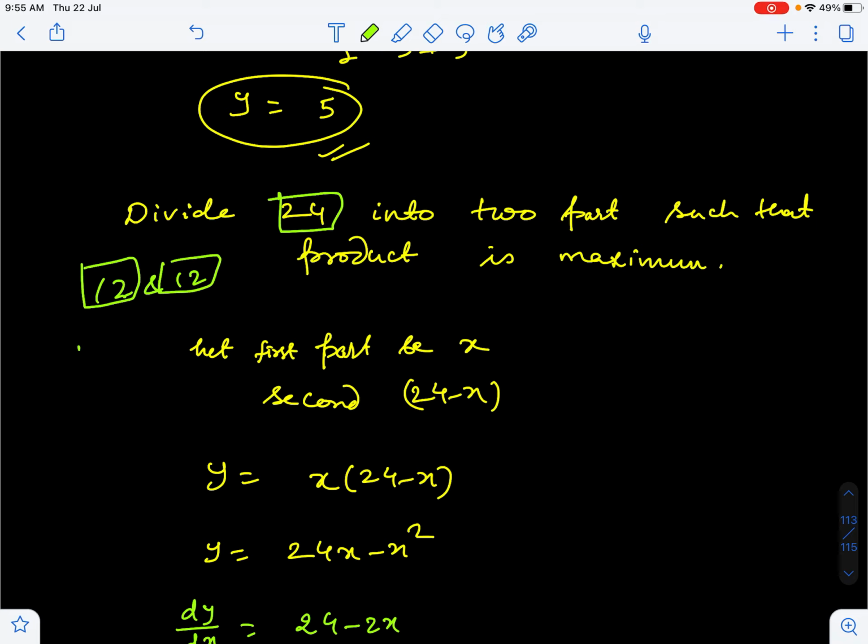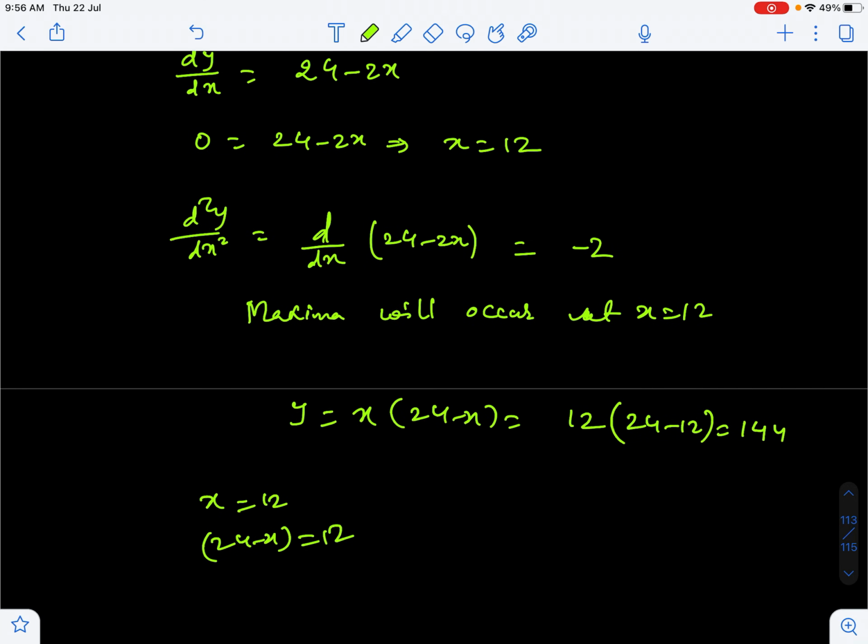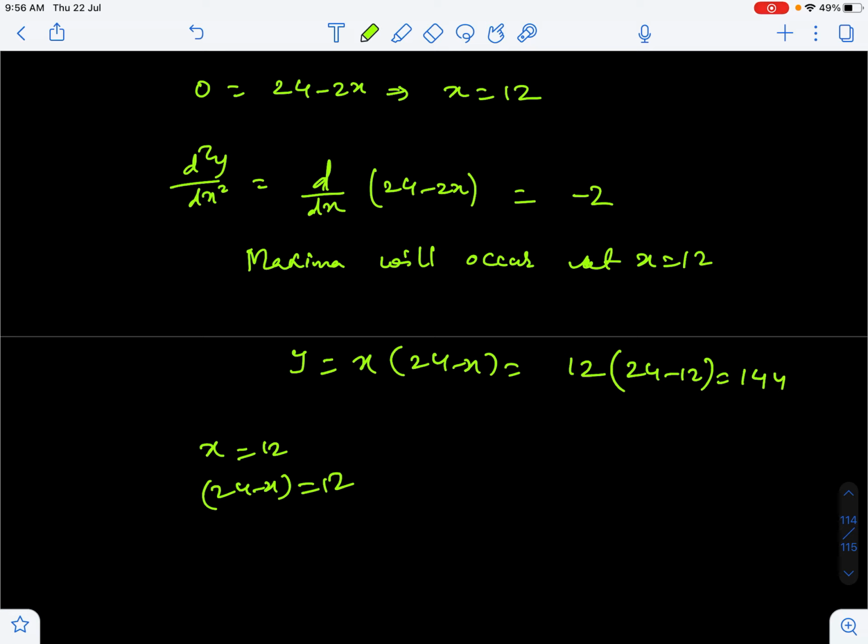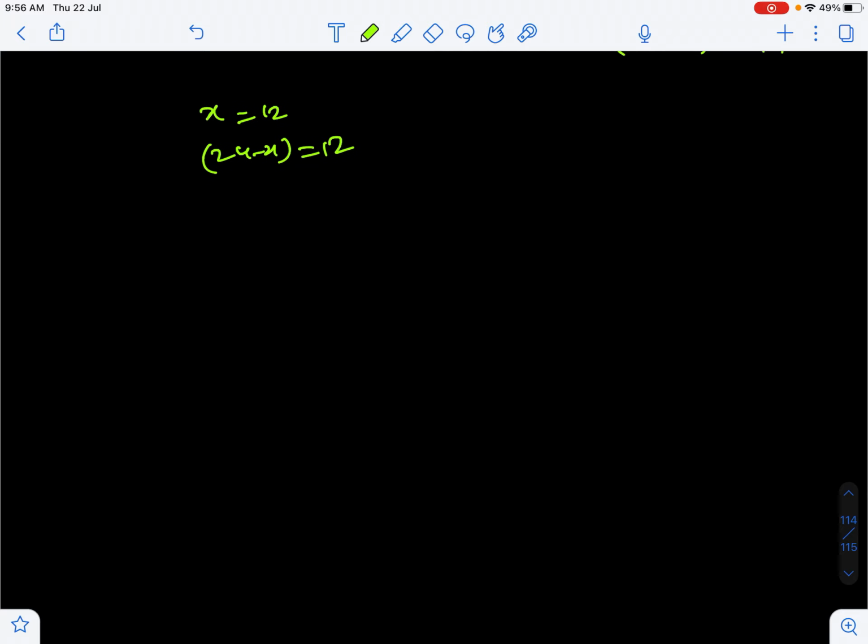Some students say, sir, what about 11 and 13? Guys, its product will not be like that. Its product will be 143 only. Its product is 144. Any other combination, you cannot find where the product is maximum. Only when you divide equally into two numbers, the product will be maximum. So these are the applications of maxima and minima. And whenever numericals come in physics, such as at what point velocity is maximum, at what point acceleration is maximum, if a function of x is given, you have to do it like this.